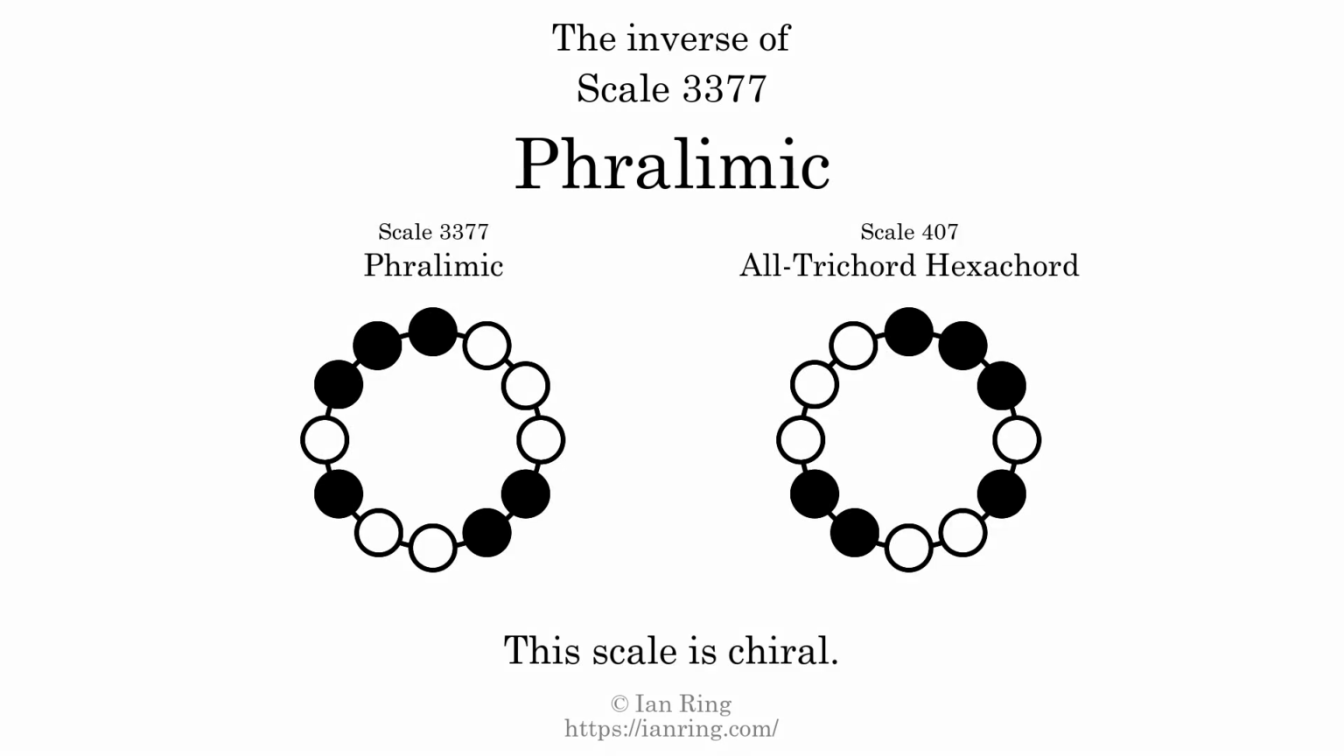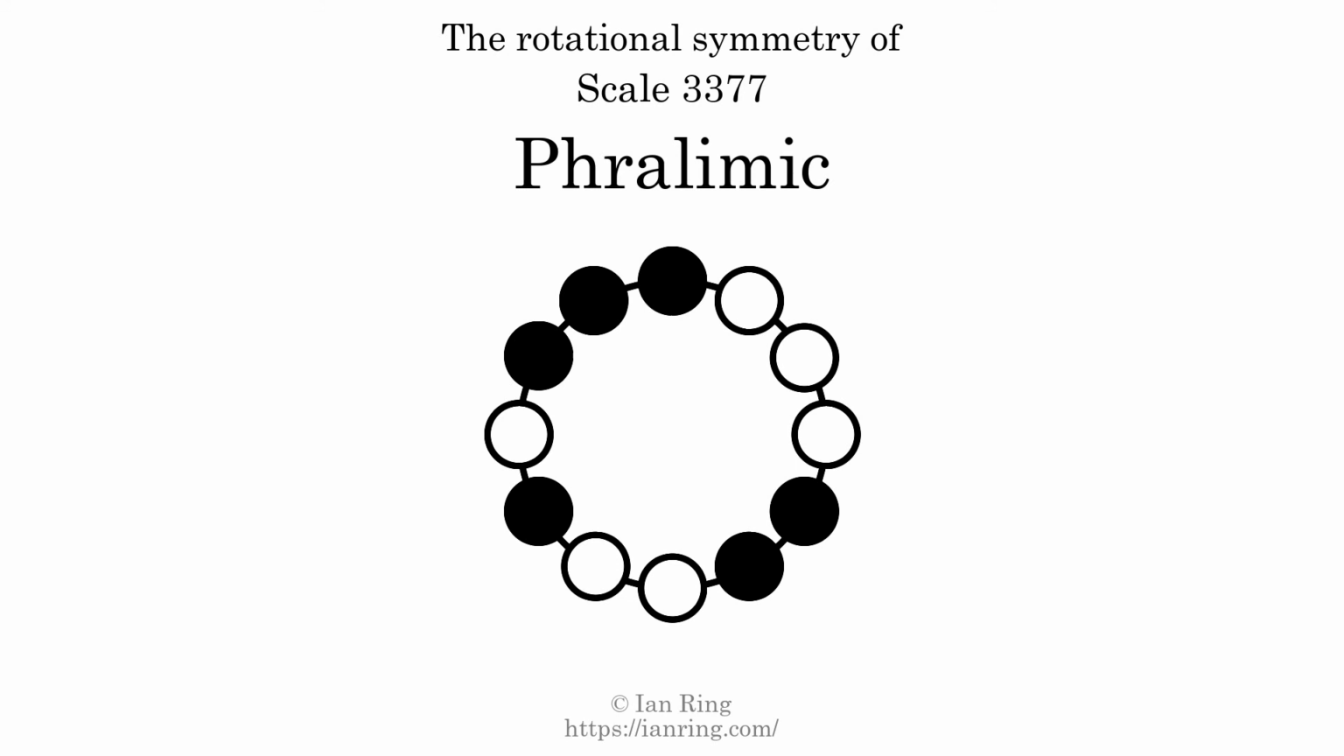The inverse of a scale is a mirror image. It is what you get when the sequence of intervals is reversed. The inverse of this scale is scale 407, also known as all trichord hexachord. This scale is chiral. It cannot transform into its inverse by rotational transformation. This scale has no rotational symmetry.